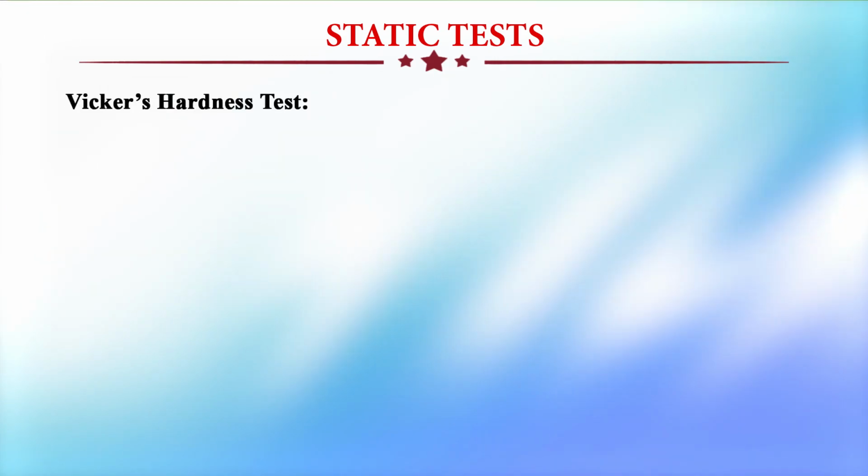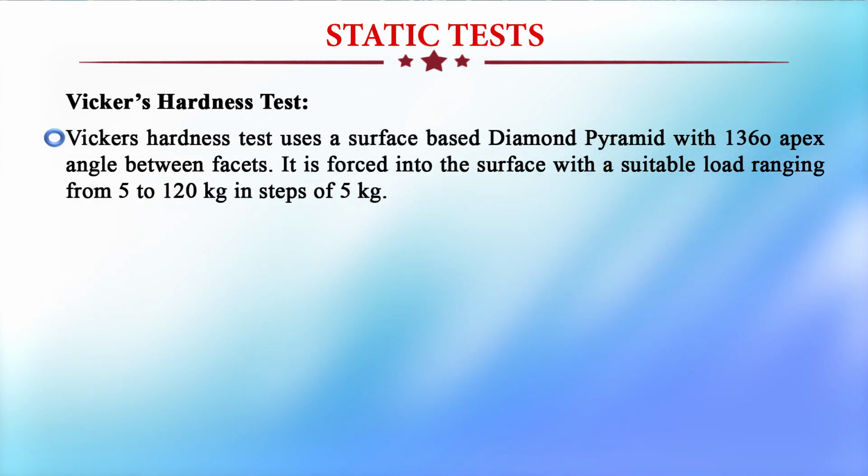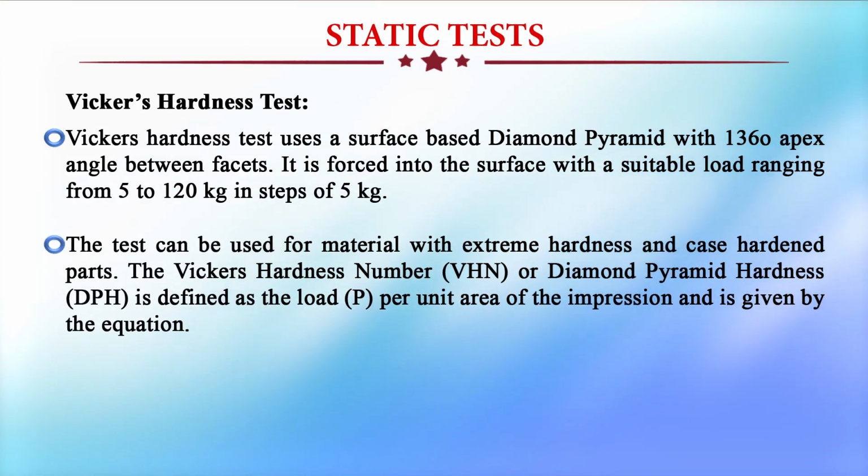Next comes the Vickers hardness test. The Vickers hardness test uses a square-based diamond pyramid with a 136 degrees apex angle between facets. It is forced into the surface with a suitable load ranging from 5 to 120 kg in steps of 5 kg. The test can be used for materials with extreme hardness and case hardened parts.